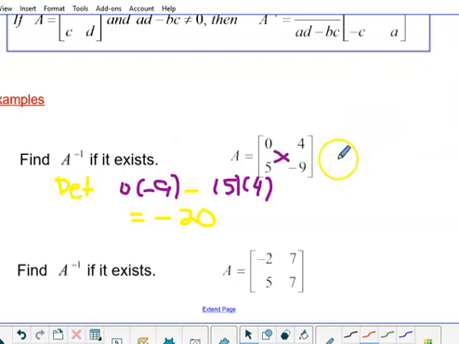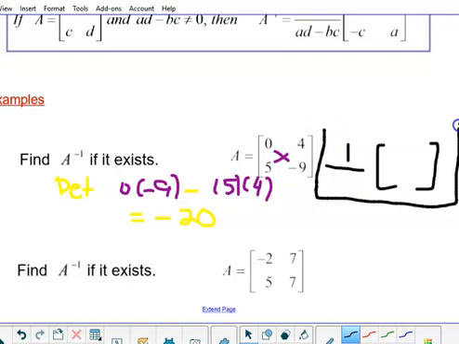All right, so this is kind of what you're always going to get for the inverse. Just getting it all set up. We're going to take that -20. The determinant goes in the denominator. We will take this diagonal and we'll switch them. So instead of 0, -9, it's -9, 0.